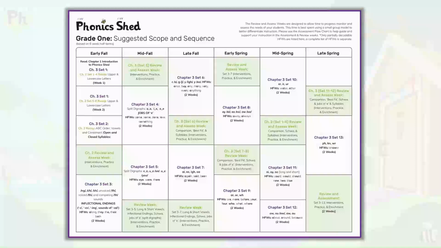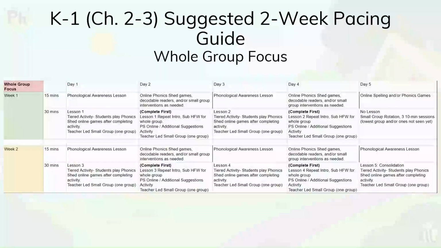Like in kindergarten, there are several ways we suggest that the teaching content and activities in the first and second week can be organized, which I will discuss next. So this is our suggested 2-week pacing guide, which is also available in the teacher manual in the appendix. We have a whole group focus option and a small group focus option. If you have 45 minutes to dedicate to phonics, then we suggest incorporating our phonological awareness lessons as well.